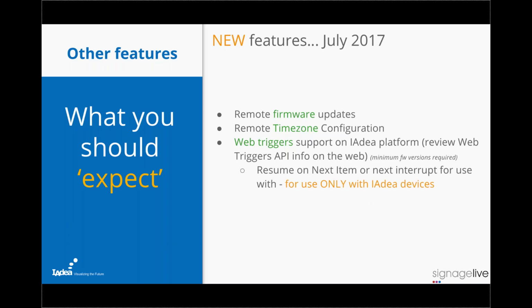And with the way that the web triggers support has been developed specifically for IAdea, you could actually enable that when you are triggering that content, you could show the first two parts of that content, and then the next time that is triggered again, it could move on to the third item or the fourth, rather than starting from the beginning. Right. This works quite nicely, actually.